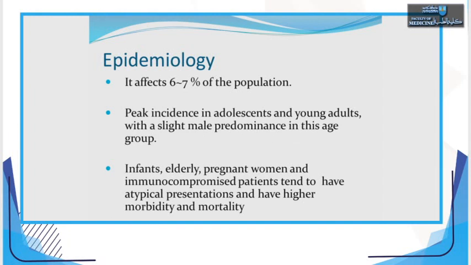If we discuss the epidemiology, it will be evident that acute appendicitis affects 6 to 7% of the population. The peak incidence is in adolescents and young adults, with a slight male predominance in this age group. Then you have to understand that infants, elderly patients, pregnant women, and immunocompromised patients, these are 4 groups, tend to have atypical presentation and have a higher morbidity and mortality.